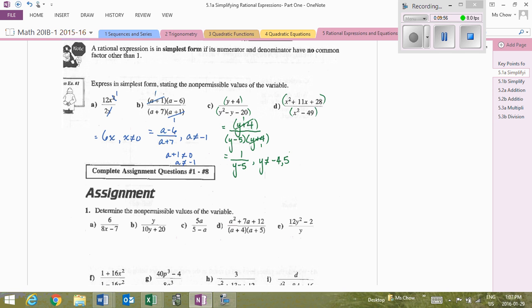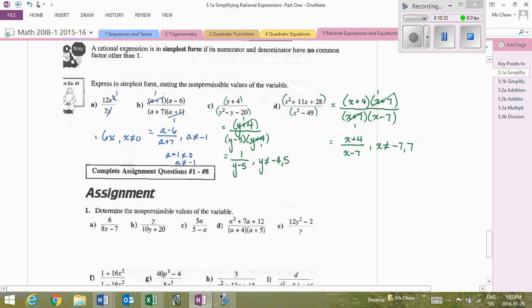Okay, so if we take a look at D, then we need to factor this first. So it's possible that both the numerator and the denominator need to be factored. So in the numerator, we've got x plus 4 times x plus 7. In the denominator, this is a difference of squares, so it's x plus 7 and x minus 7, and x plus 7 over x plus 7. Make that 1 over 1, so that means I'm left with x plus 4 over x minus 7, and that is only true if x is not equal to negative 7 or positive 7.